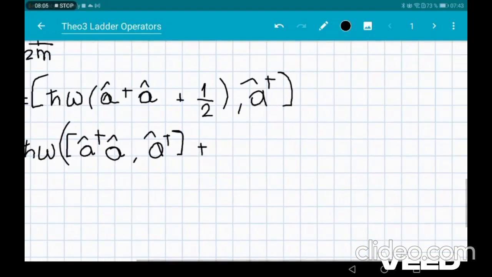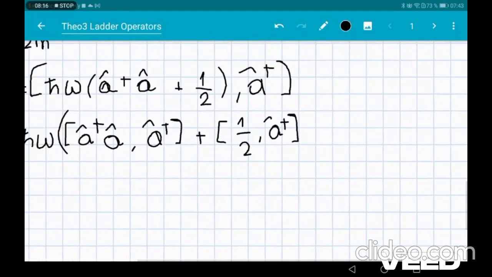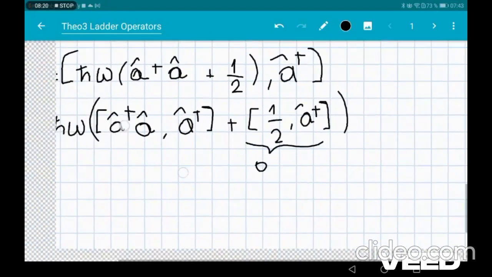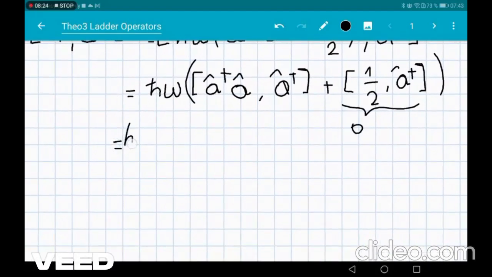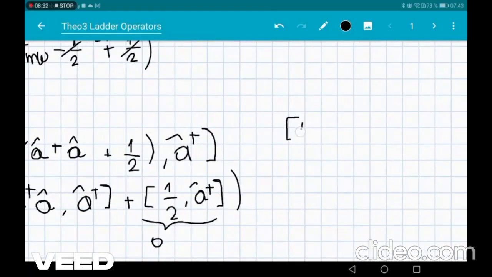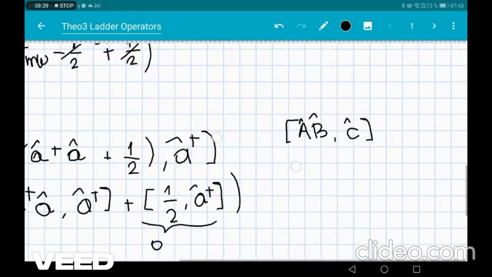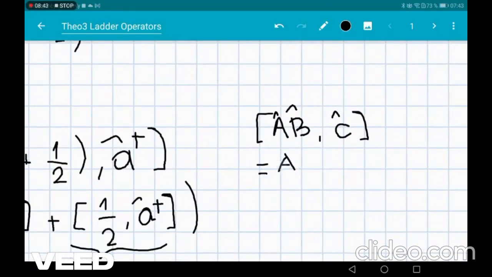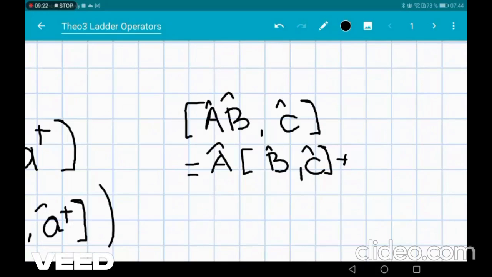plus the commutator of 1/2 with a dagger, and that's just 0 because a constant commuted with an operator is just 0. And we can expand these brackets as well. There's a rule that when we have a product commuting with another operator, the commutator of A with BC is the commutator of A with B times C, plus B times the commutator of A with C.